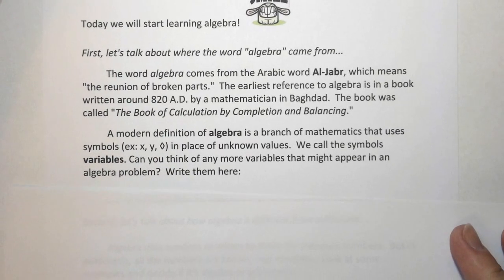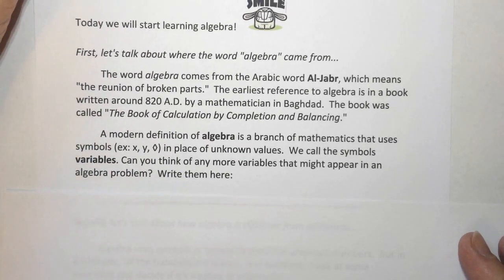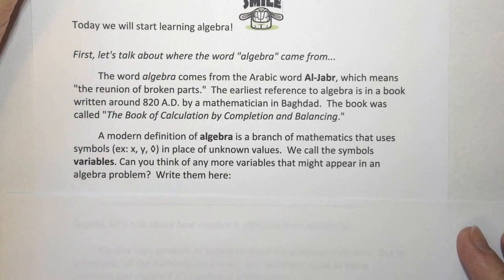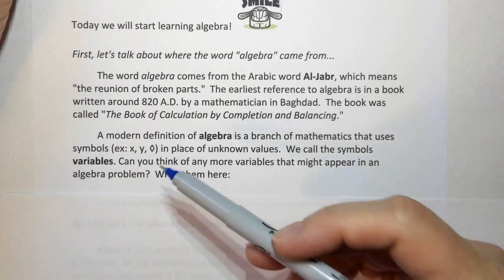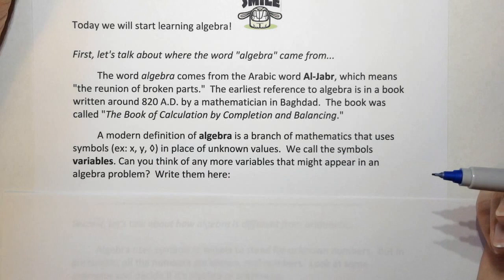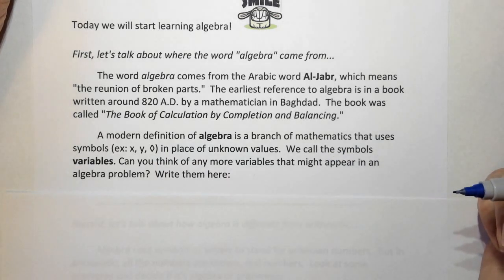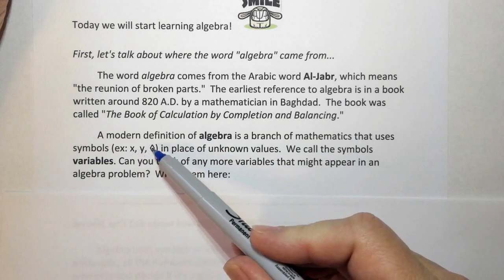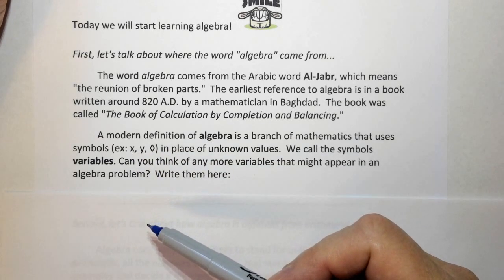A modern definition of algebra is a branch of mathematics that uses symbols such as x, y, or even a diamond in place of unknown values. We call the symbols variables. So these symbols right here that are not numbers are called variables.